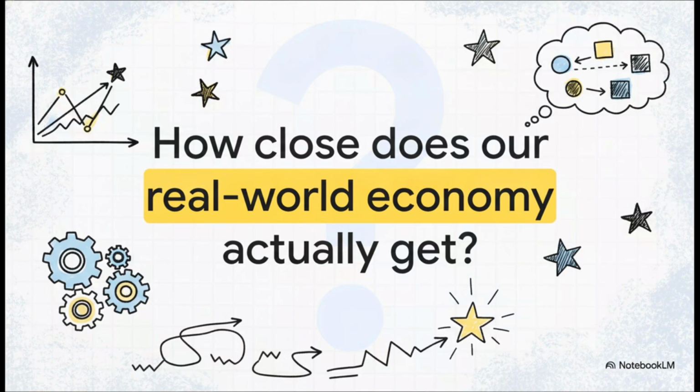But it leaves us with a rather provocative thought to chew on for your exam revisions. If perfect efficiency requires all these incredibly specific stars, allocative, productive, and product mix efficiencies to align absolutely perfectly across every single market simultaneously, how close does our messy, chaotic, unpredictable real-world economy actually ever get to it? Keep that question in the back of your mind as you continue your studies.